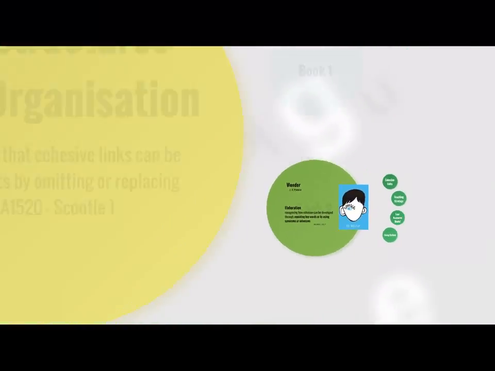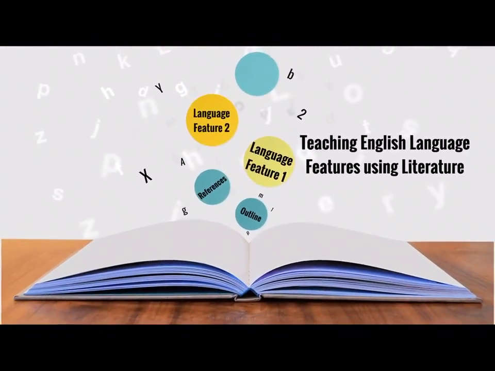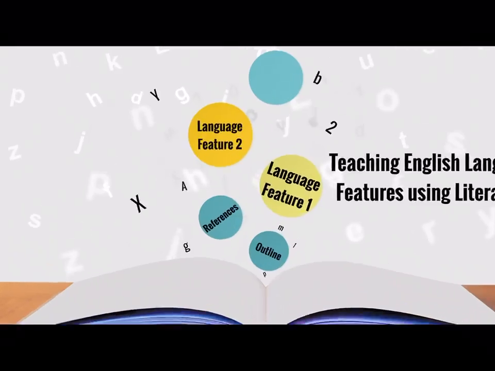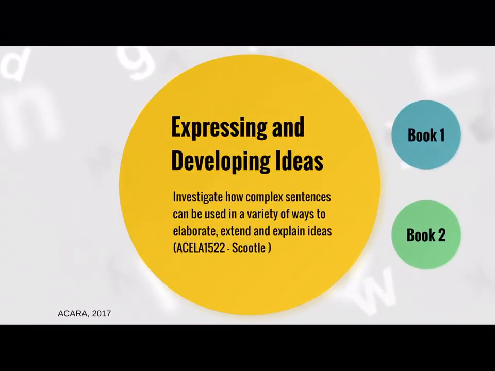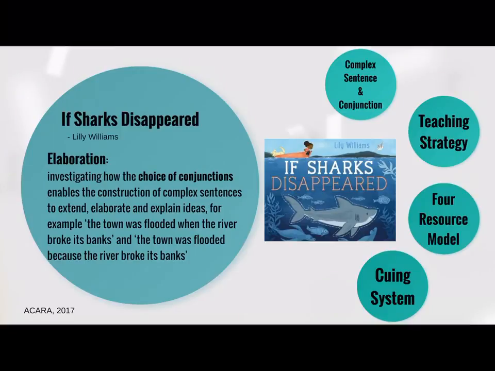The second language feature we will be looking at is related to expressing and developing ideas. The content descriptor in the Australian curriculum reads, investigate how complex sentences can be used in a variety of ways to elaborate, extend, and explain ideas. First up, we will again be looking at William's book, If Sharks Disappeared, and how we can use this as a foundation to teach students about complex sentences and the conjunctions that exist that allow us to construct these.